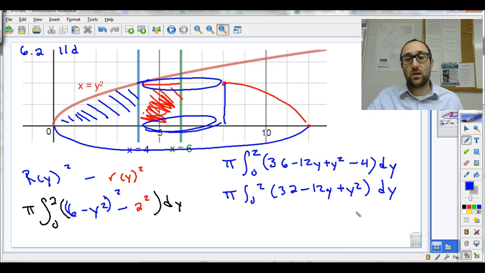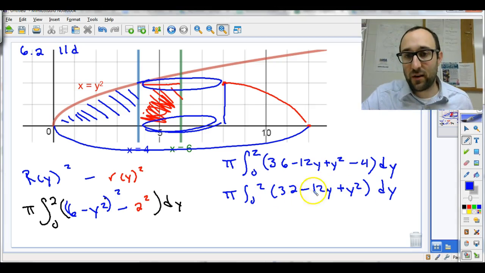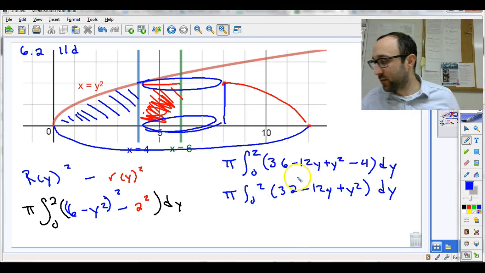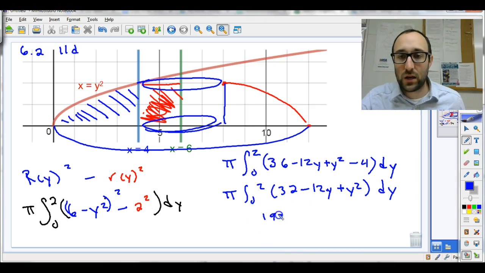Let's make sure that's a good plus. There we go. And then really all you have to do is plug that in your calculator and figure out what your answer is. And just for reference, you should get 192 pi over 5.